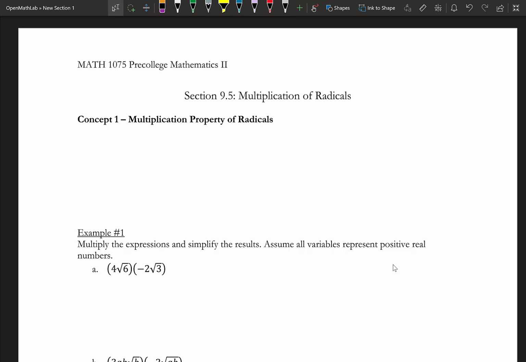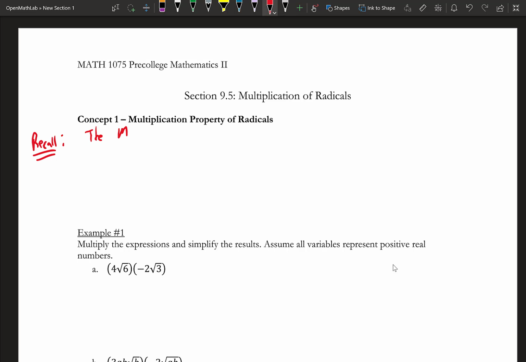Hi class, so we're ready to start section 9.5, multiplication of radicals. So the first thing, concept 1, we're looking at the multiplication property of radicals, and this is something we looked at previously. So let's just recall this real quick.